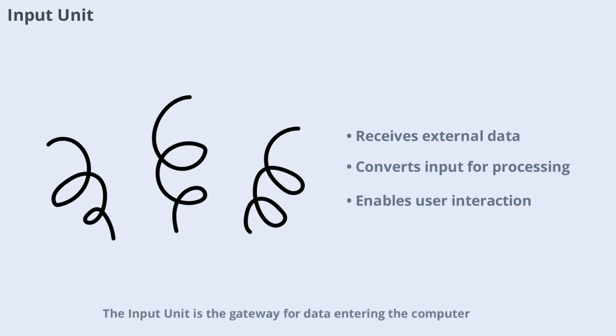The input unit is the gateway for data entering the computer. Devices like keyboards, mice, and scanners send information to the system, which is then processed by the CPU. The input unit converts user actions and external data into a form the computer can understand, making interaction possible.